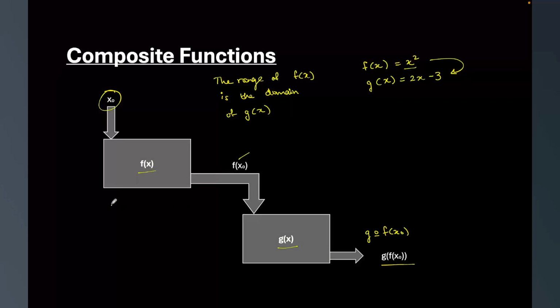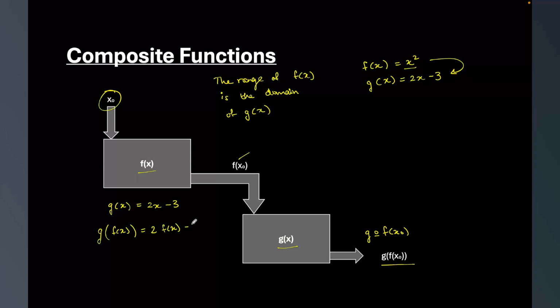So let's say I have g of x, which is 2x minus 3, all right? So my g of f of x would literally translate to 2 times f of x minus 3. That's it. Now I know my f of x is x squared, so all I have to do is substitute it in. So I'll have g of f of x is equal to 2 times x squared minus 3. That's literally it.